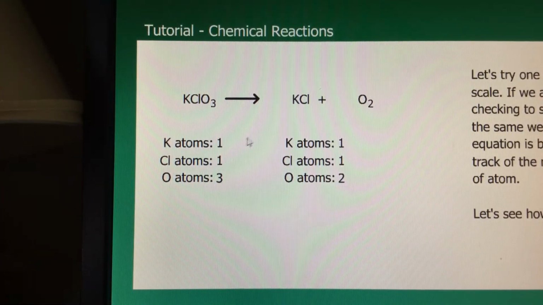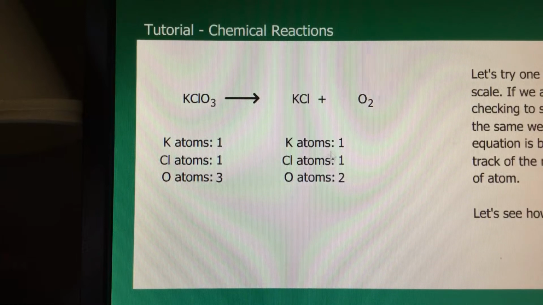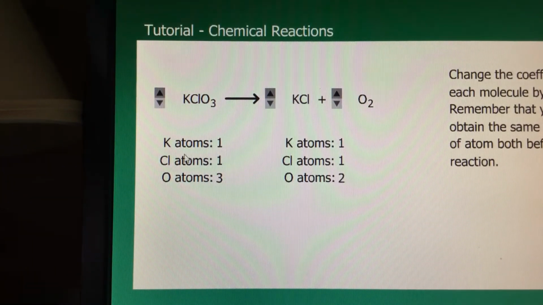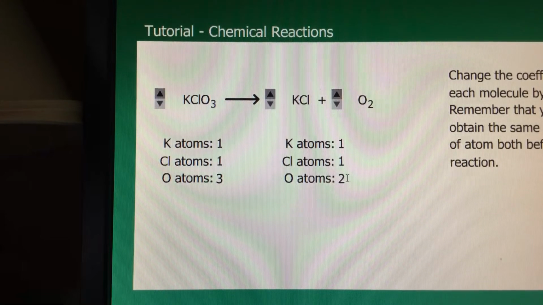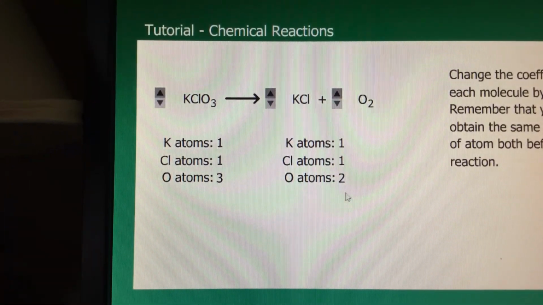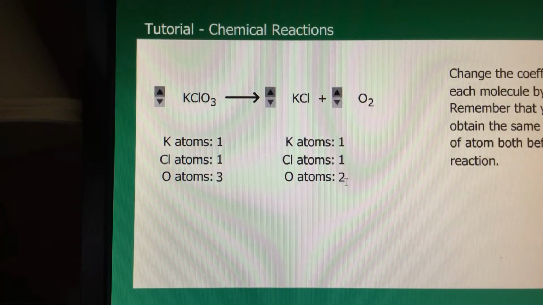All right, let's take a look at this one. This time we're going to count the atoms. All right, we're going to use an arrow to count the atoms. We have 1 potassium atom on each side. We have 1 chlorine atom on each side, but we have 3 oxygen in the reactants and 2 oxygen in the products. Now we have an odd number and an even number, so that's going to be a clue that we're going to actually cross multiply those numbers.